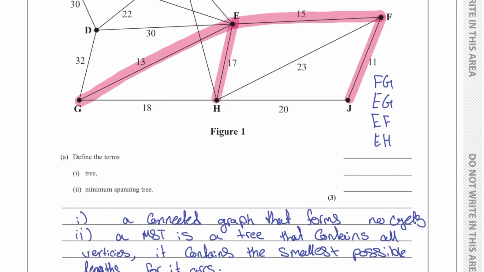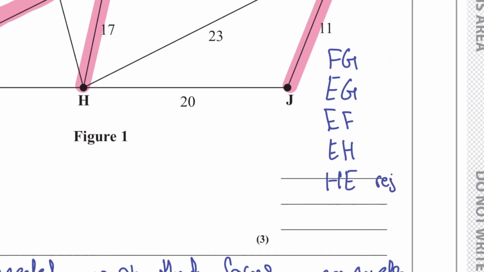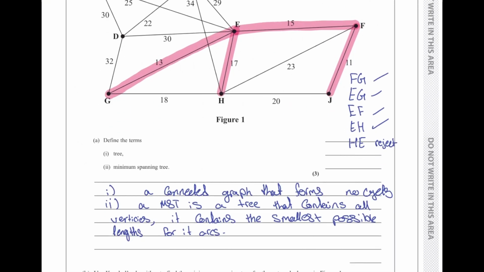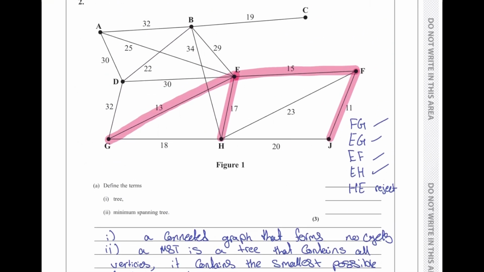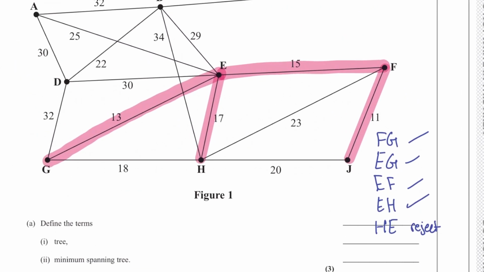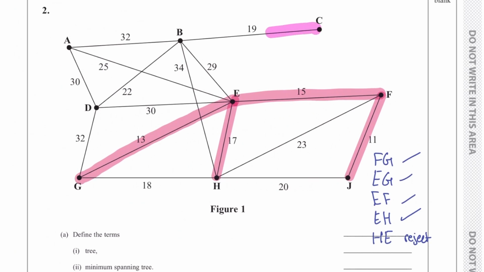So we can just say GH and write reject next to it. I'm just going to write reject. Then just draw a tick next to these to show that I've accepted them. You can write these on one line, but it's up to you basically. So we stopped at GH, then we need to pick the next smallest, which is going to be BC over here. So we're going to accept BC.